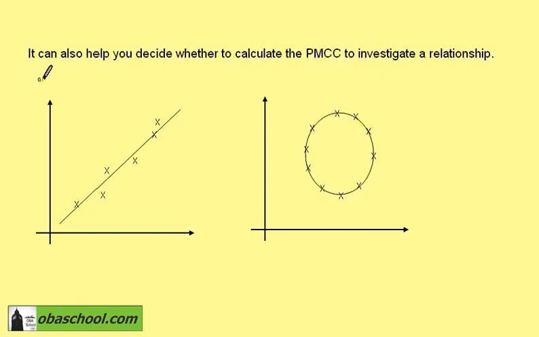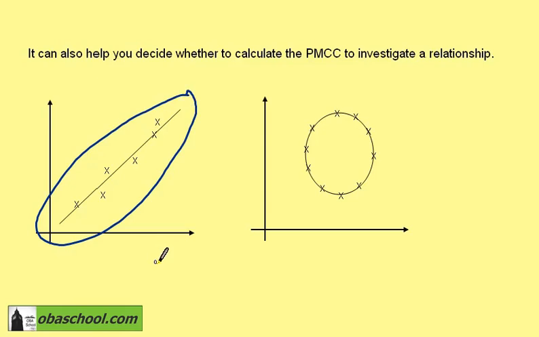A second reason for doing this is that it can help us decide whether or not we should be calculating the product moment correlation coefficient to investigate the relationship. If we look at this graph, the points do arrange themselves reasonably along a straight line. Therefore, we could infer that there is a linear relationship here, and then it's appropriate to calculate the PMCC, as this does investigate how well the data fits to a straight line.